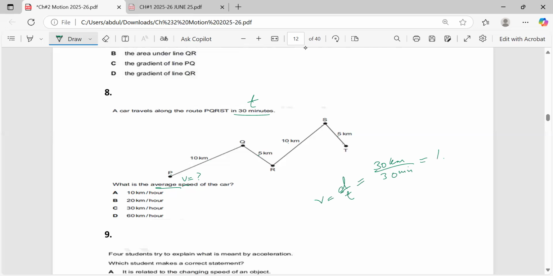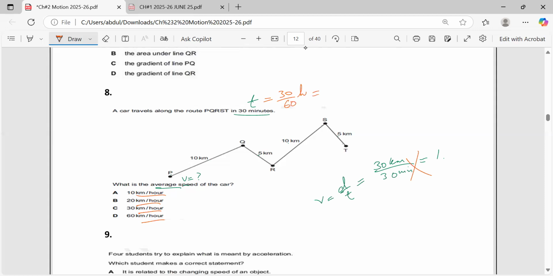There is no such answer among the options, so it means I'm sleeping, I'm not awake. All the options again are in kilometers per hour. So time must be converted from minutes to hours. So 30 divided by 60. Minutes will be converted to hours. It will be 1 over 2 hours, or 0.5 hours.